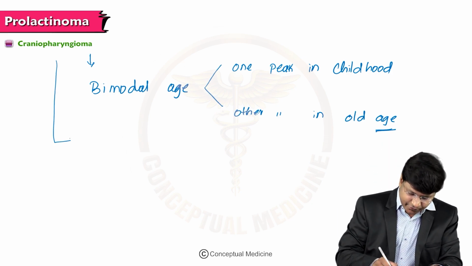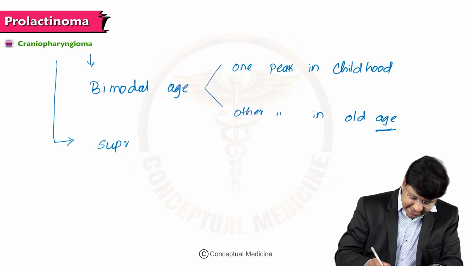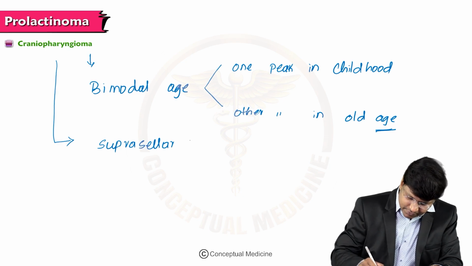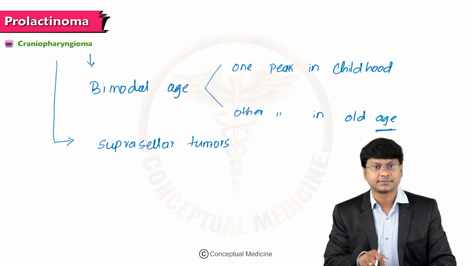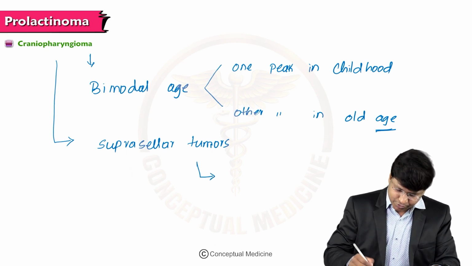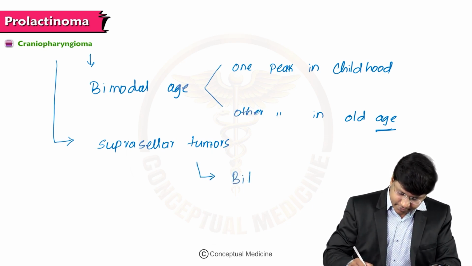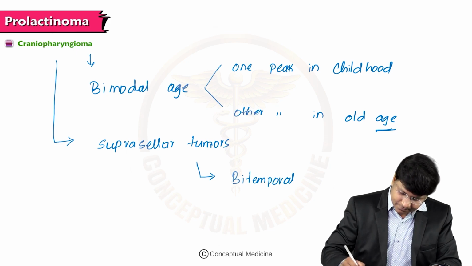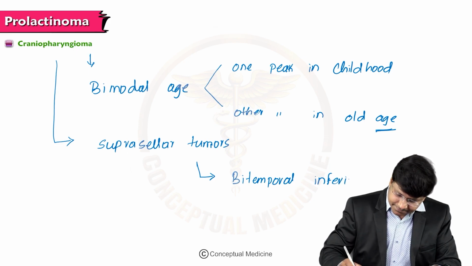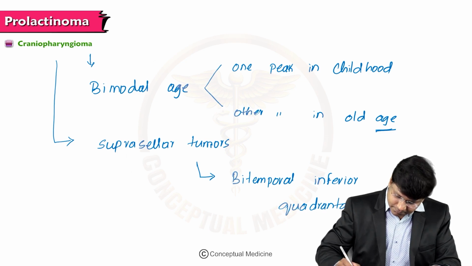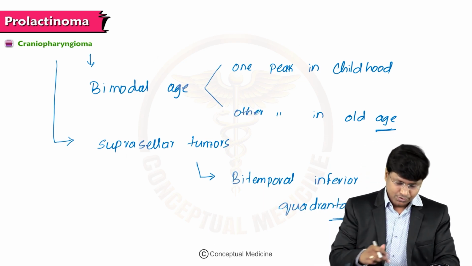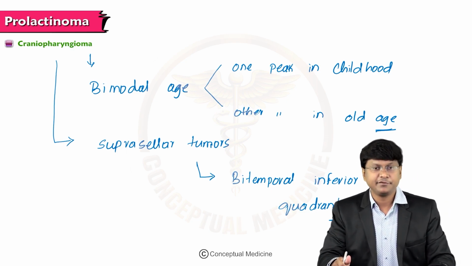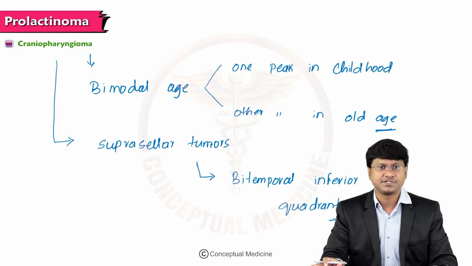And not only that, these craniopharyngiomas are suprasellar tumors, whereas your prolactinomas are infrasellar tumors. So this being a suprasellar tumor, what will be the symptoms due to this craniopharyngioma? This will also have bitemporal inferior quadrantanopia. Right, bitemporal inferior quadrantanopia. So that will be the clinical presentation in patients with craniopharyngioma. But you will not have any endocrine manifestations in craniopharyngioma.